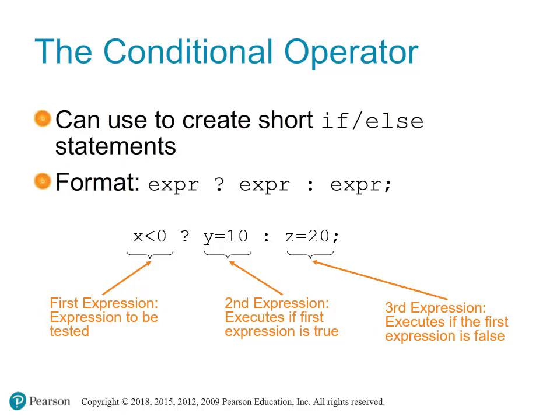So we have x less than 0 question mark, y equal 10, colon, z equal 20 semicolon. In this example, the condition x less than 0 is evaluated first. If the condition is true, the expression immediately following the question mark, y equal 10, is executed. If the condition is false, the expression following the colon, z equal 20, is executed.